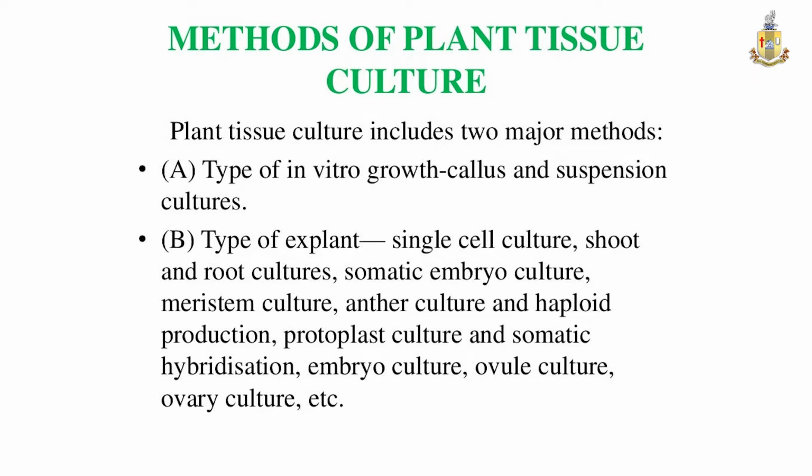Methods of plant tissue culture. Plant tissue culture includes two major methods. These are the type of in vitro growth: callus and suspension culture; and the type of explant: single cell culture, shoot and root cultures, somatic embryo culture, meristem culture, anther culture and haploid culture.